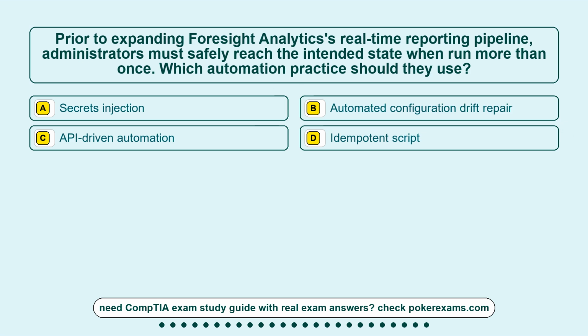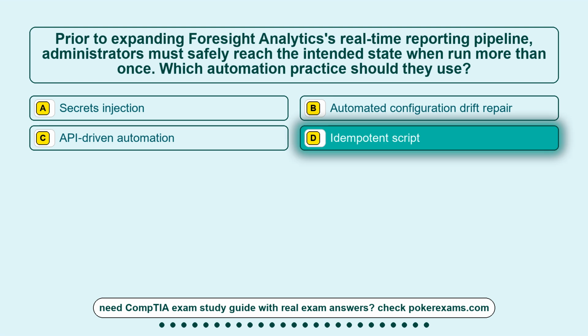Question 22. Prior to expanding Foresight Analytics' real-time reporting pipeline, administrators must safely reach the intended state when run more than once. Which automation practice should they use? Option A, secrets injection. Option B, automated configuration drift repair. Option C, API-driven automation. Option D, idempotent script. The correct answer is option D, idempotent script.